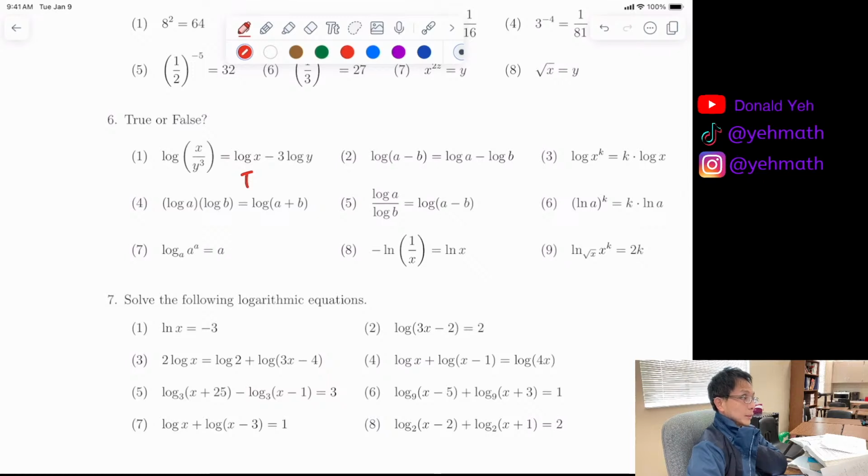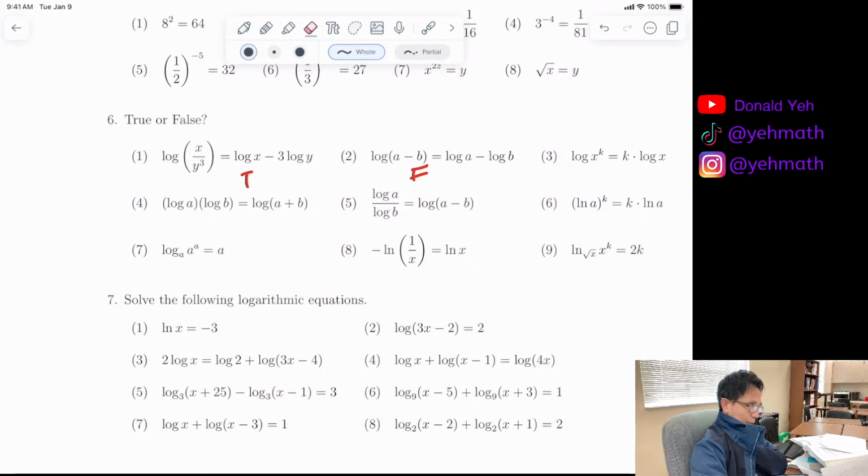Alvin, what do you think? False is right. Wait, can you explain why it's false? Because log doesn't have a distributive property. Think about this: if this is true, then you're going to have log a over b, so it's not log a minus b. So you can prove it on the other side.